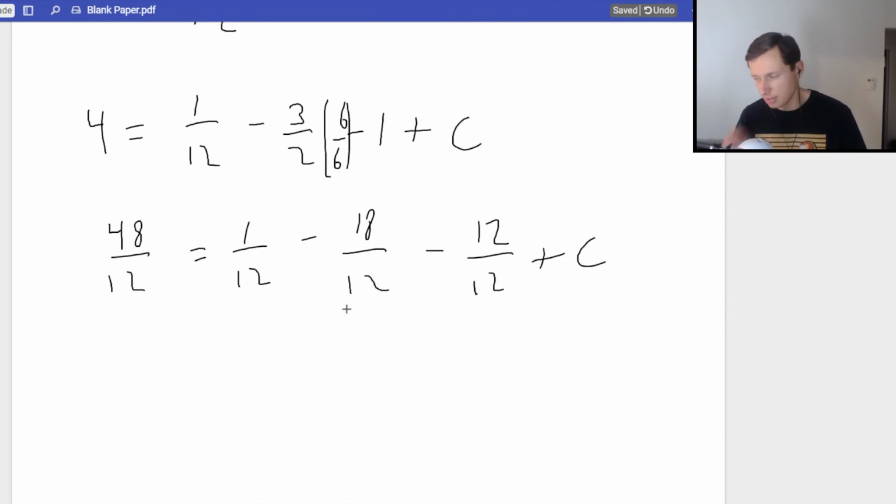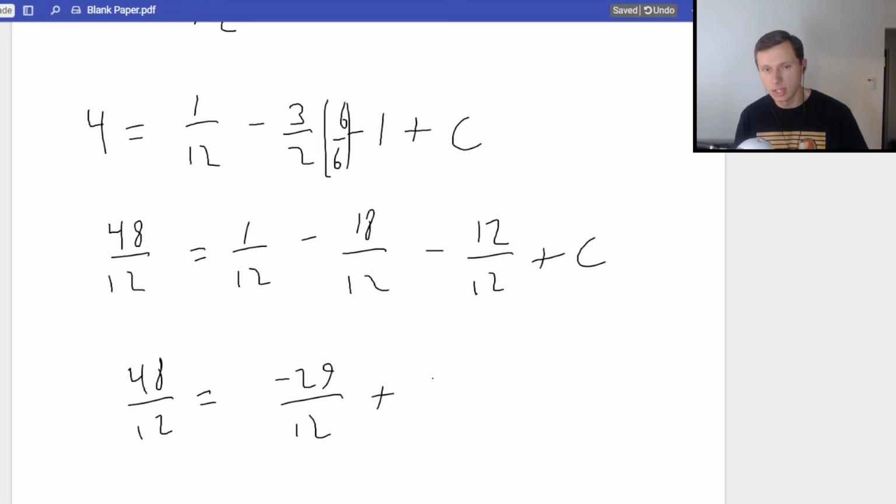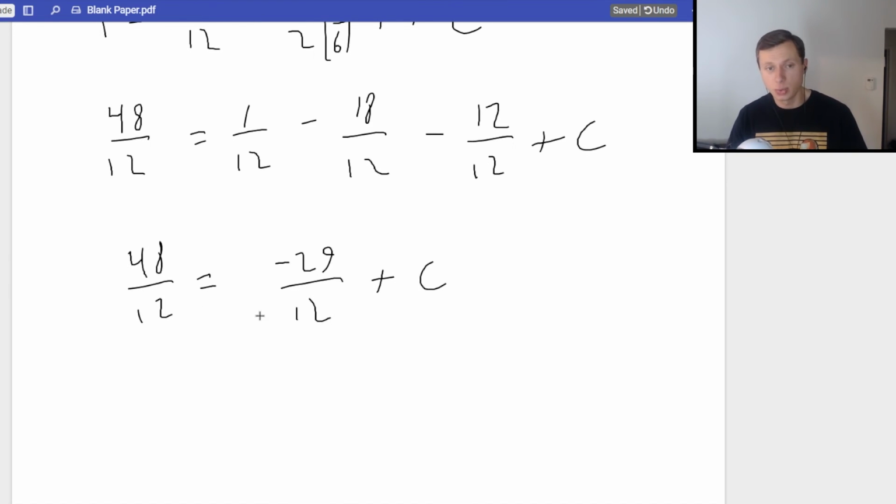This is not very friendly. Do I want a calculator? No, we don't need it. So 48/12 is equal to, on the right, 1 minus 18 is negative 17. Minus another 12 is negative 29 over 12 plus c. Now I just need to add 29/12 to both sides. So 48 plus 29 is 77/12. That's c. Okay, great.